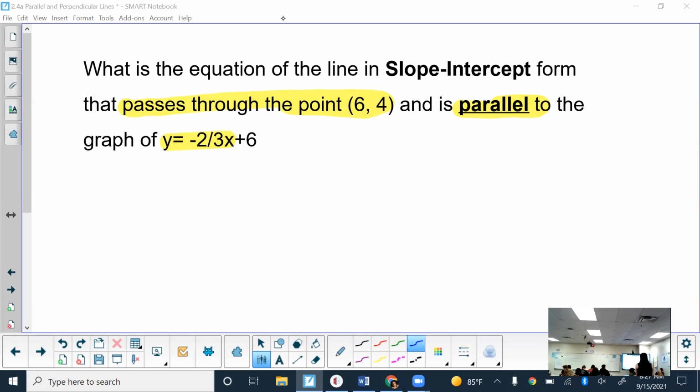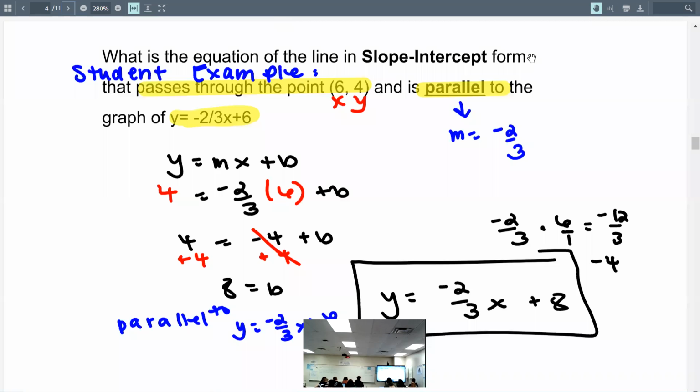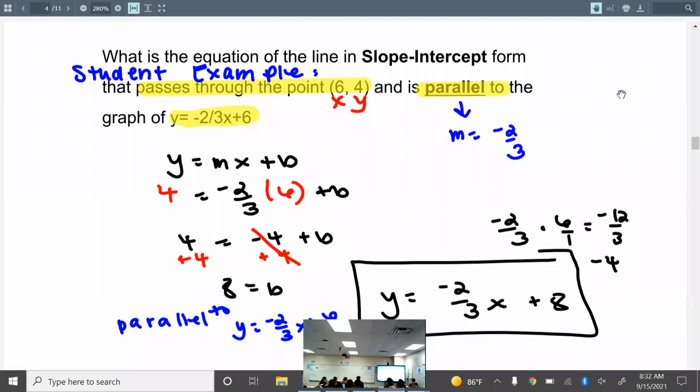All right, so we know the slope based off of what information? What information in the given problem tells me the slope?